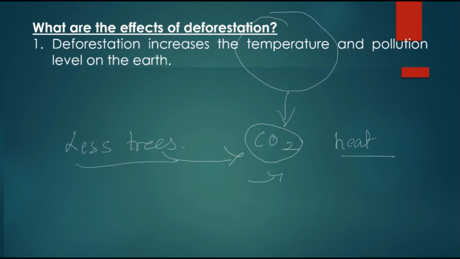So once the temperature is increased and carbon dioxide is increased, that results in pollution. Right? Carbon dioxide increase itself is a pollution. And there are many other gases which are responsible for the pollution and even the dust particles. But one of the very important components of the pollution is carbon dioxide. That is to be reduced. And to reduce it, we have to plant more trees.